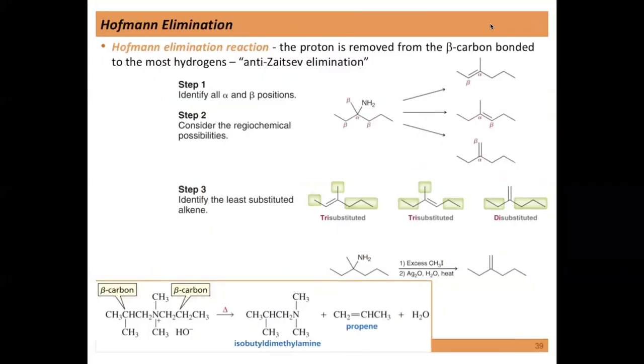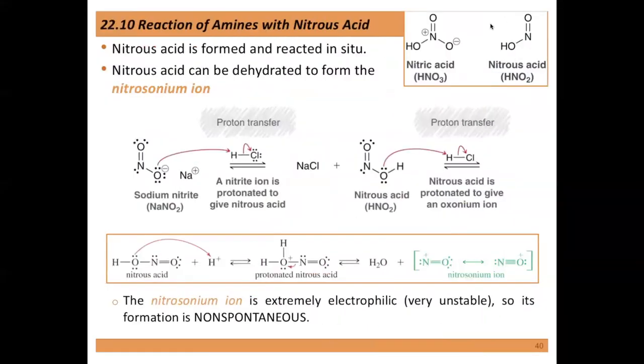Okay, let's just fly past the Hofmann. So what you need to know out of the Hofmann elimination is that it forms the less substituted double bond, and what the reagents are, and just how to identify where that less substituted double bond is.